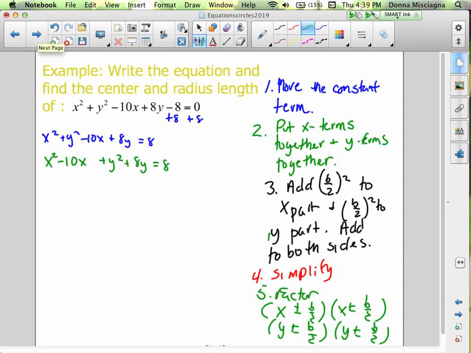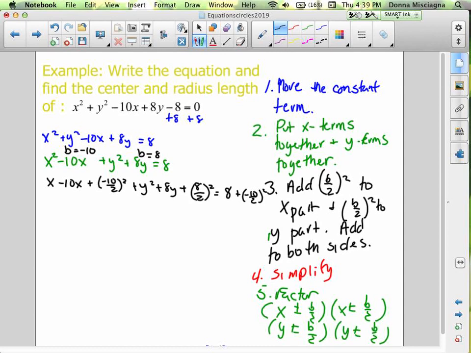And then we want to add b divided by 2 squared to each part, to the x part, to the y part. All right, so for the x part, b is negative 10. So that would be x squared minus 10x plus negative 10 divided by 2 squared. And then we have y squared plus 8y. Here for the y's, b is 8. So we want to add plus 8 divided by 2 squared. And then we already have an 8 over here. And then we're going to add a negative 10 divided by 2 squared and an 8 divided by 2 squared.